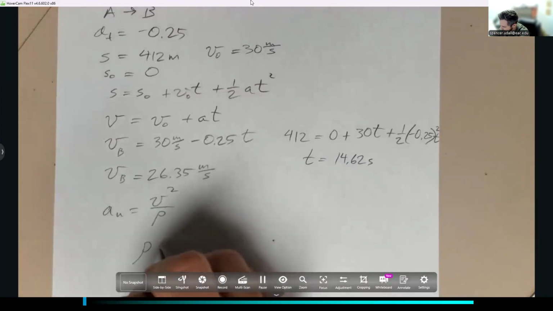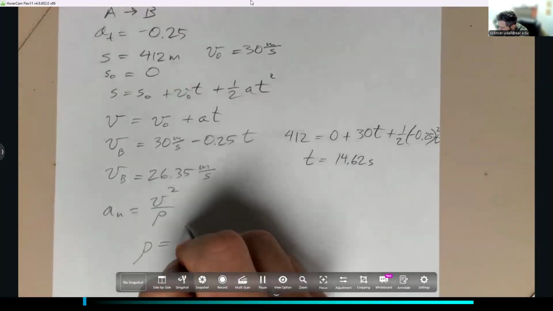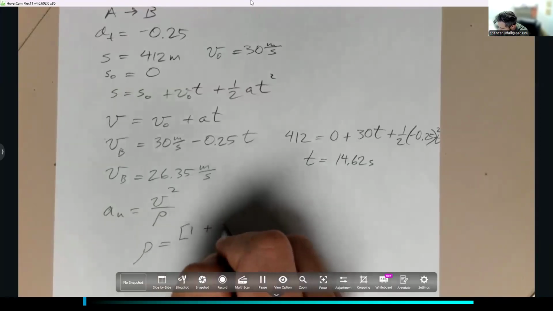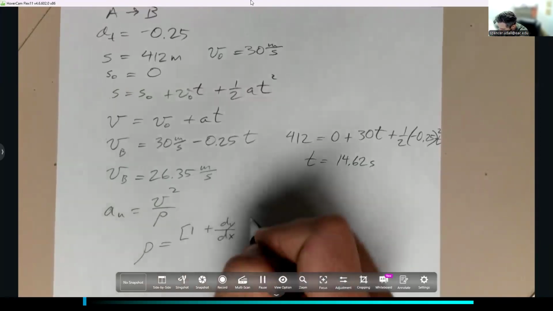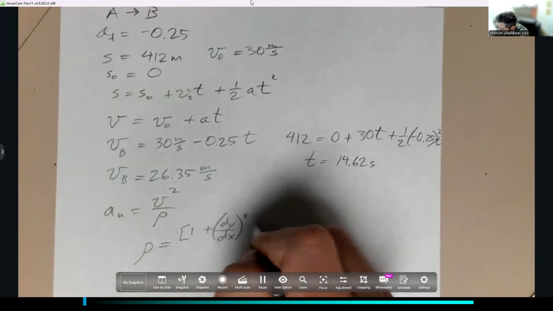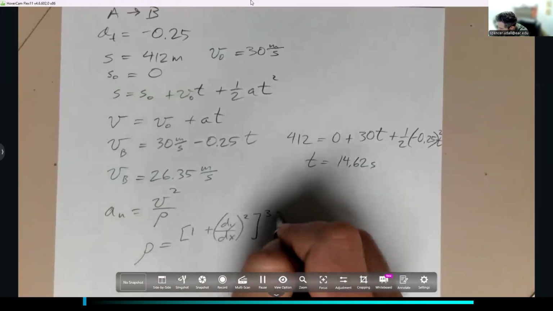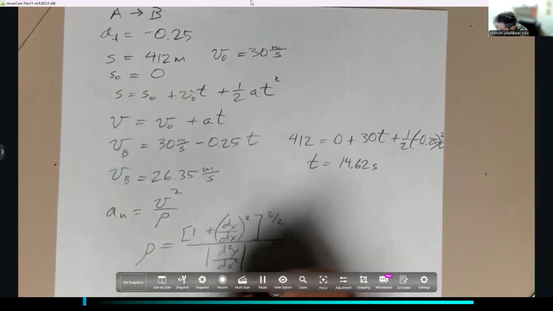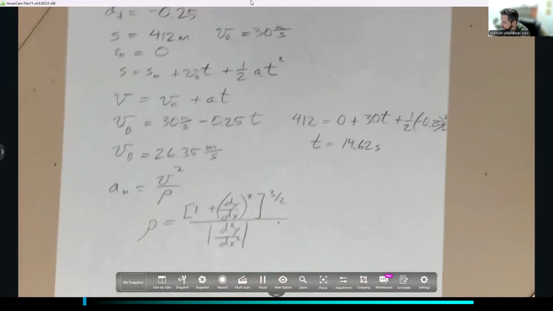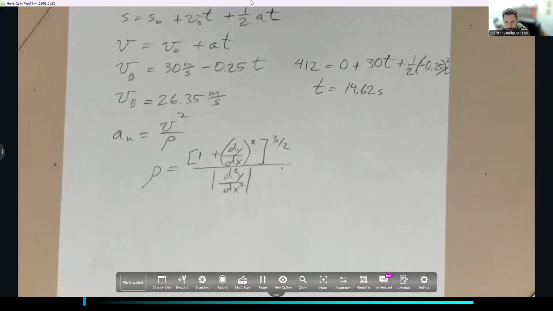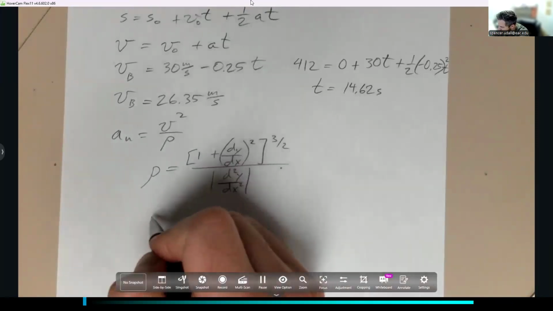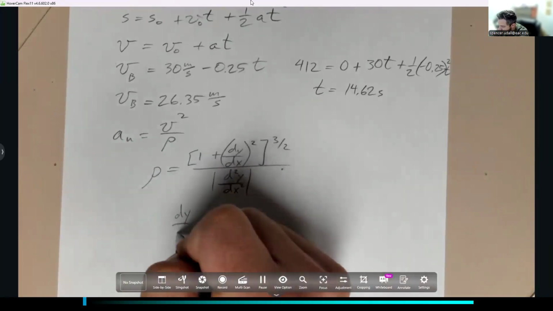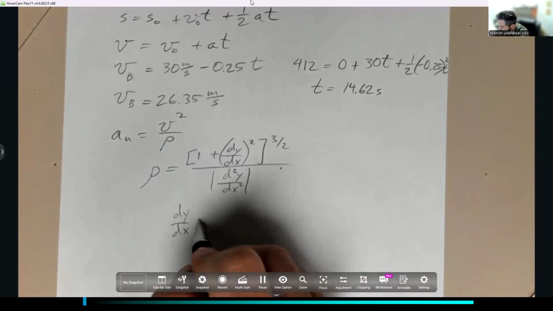So we need to come up with an instantaneous rho, which was that somewhat unwieldy equation that we had a minute ago. All that raised to the 3/2 power, all divided by the absolute value of the second derivative in terms of x. So as long as we can come up with those two derivatives, plug them in, we should be able to get an instantaneous rho. So let's come up with dy/dx.